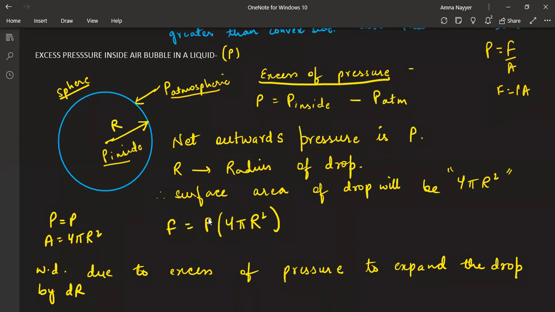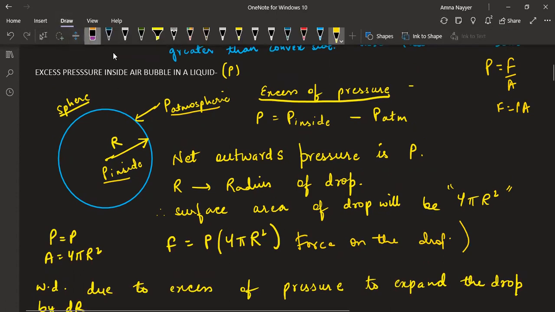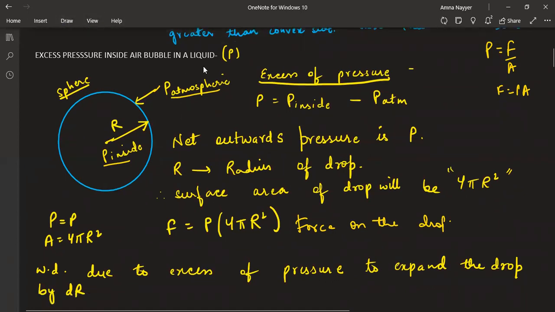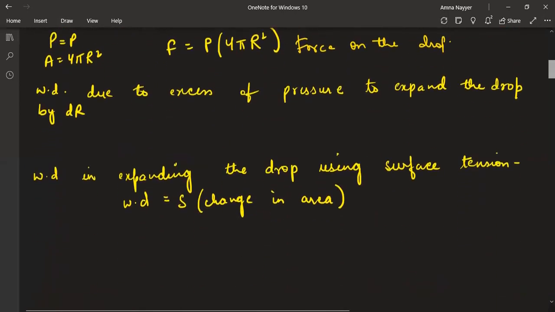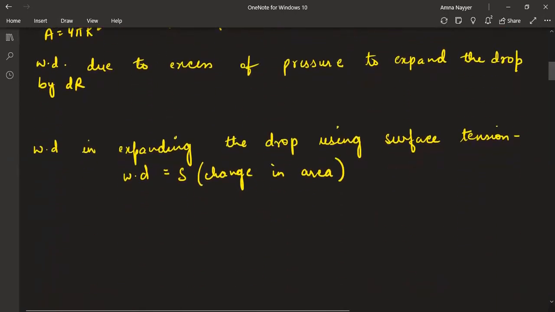This is the force on the drop. This is the force exerted on the drop. But still we have not received the final pressure. Now see, let us do it in terms of work done. Let us calculate work done. See, work done will be what?